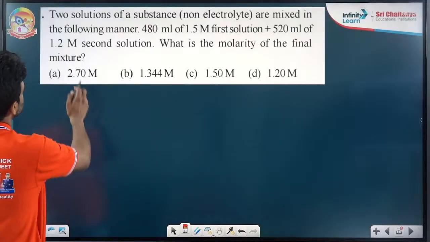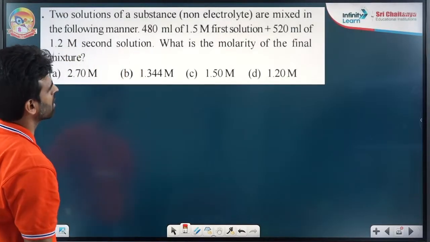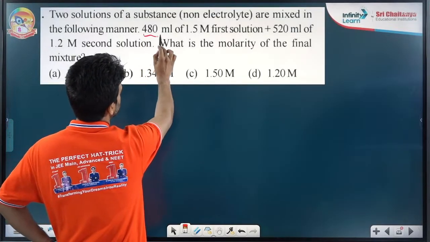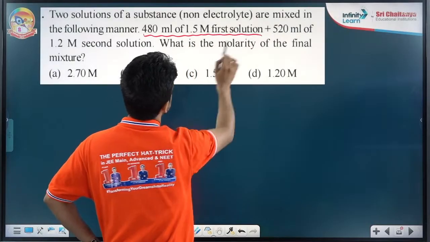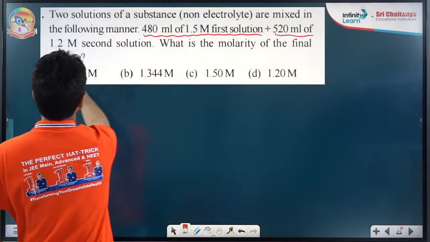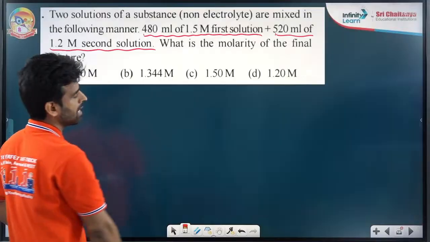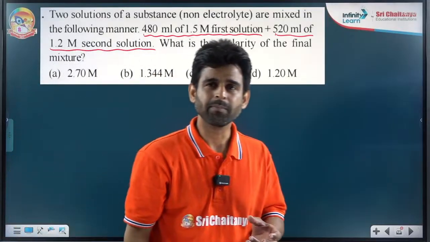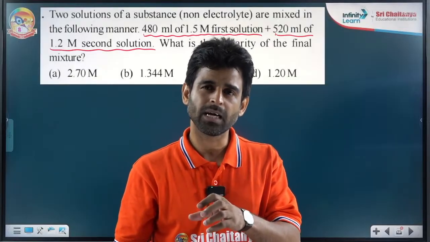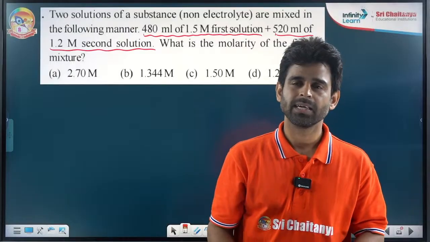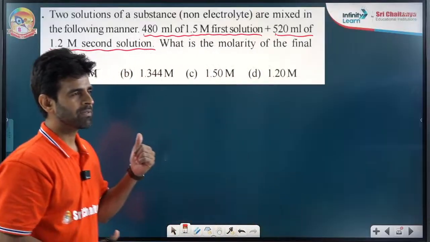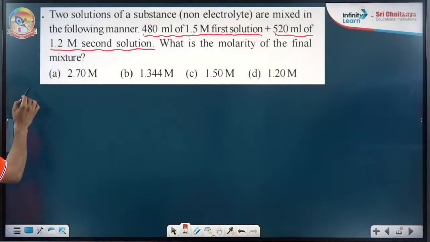Yes, everyone. Two solutions of a substance that is a non-electrolyte are mixed in the following manner. The first one is 480 ml of 1.5 molar solution, and the next is 520 ml of 1.2 molar. What is the molarity of the final solution? Remember, when mixing two solutions of the same substance, you will apply M1V1 plus M2V2 equals M3V3. So please give the right answer fast. I am giving a hint here.